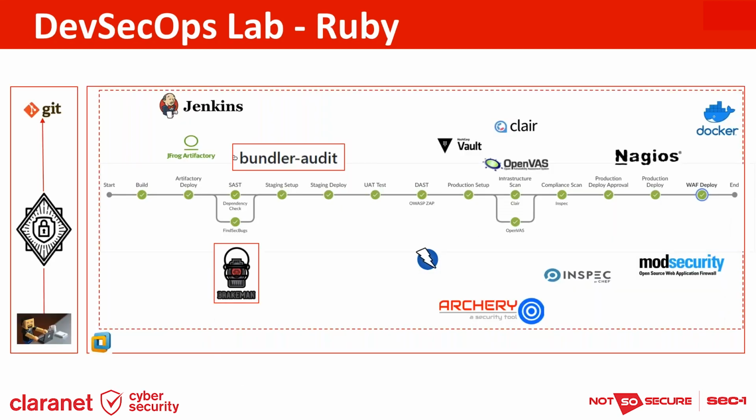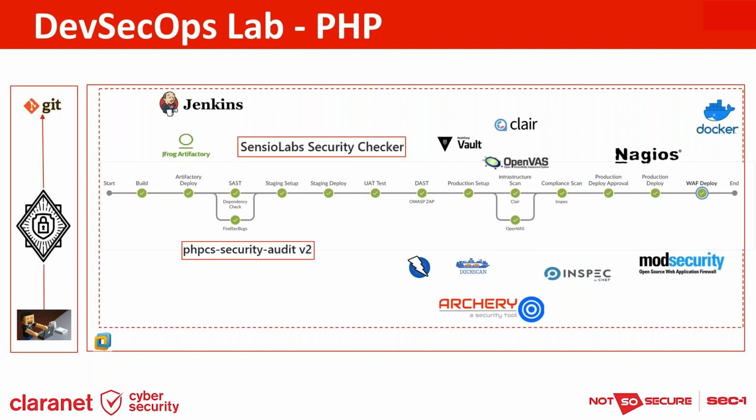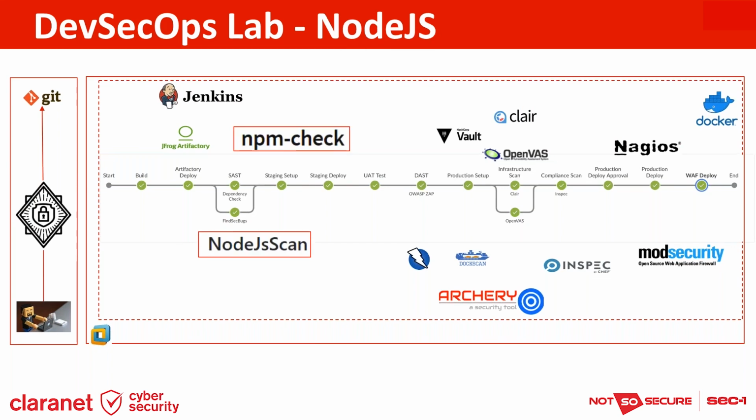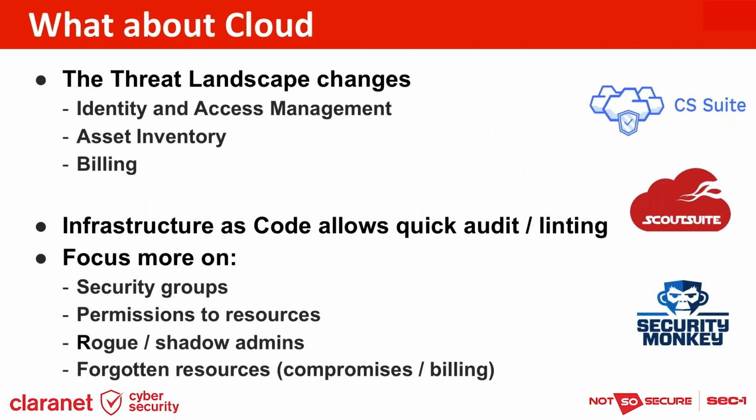So like I said, the only change that you will find is in the two stages, the dependency check and the SAST. And you can see for Ruby, we just need bundler-audit and Brakeman. For PHP, we need SensioLabs security checker and PHP CS. For Python, we have Safety and Bandit. For Node.js, npm check and NodeJsScan. So you can see for each of these models, only the two pieces of software change and we have a fully working DevSecOps lab.